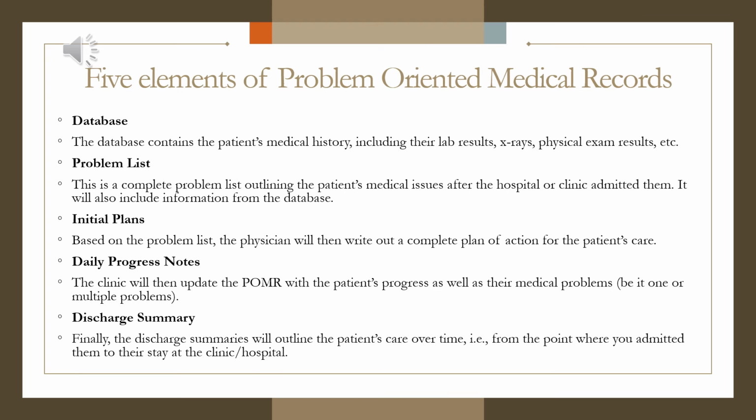Third is the initial plans. It is based on the problem list. The physician will then write out a complete plan of action for the patient's care. Next is daily progress notes. The clinic will then update the POMR with the patient's progress as well as their medical problems, like one or multiple problems. And lastly, the discharge summary. Finally, the discharge summaries will outline the patient's care over time, like for example, from the point where you admitted them to their stay at the clinic or hospital.